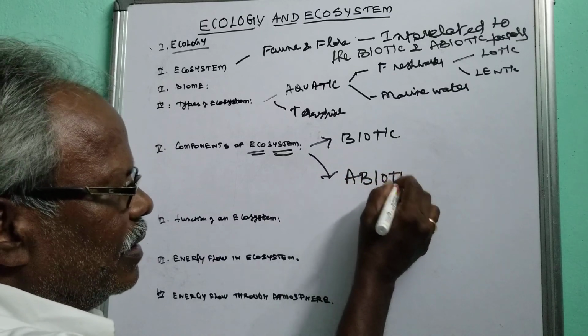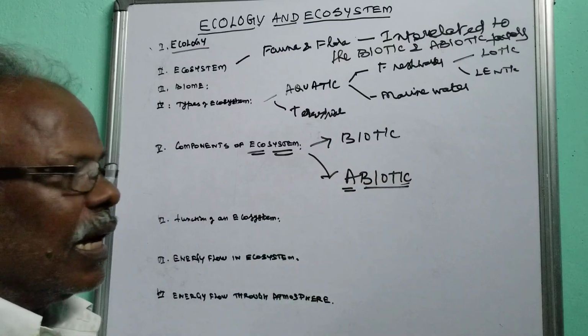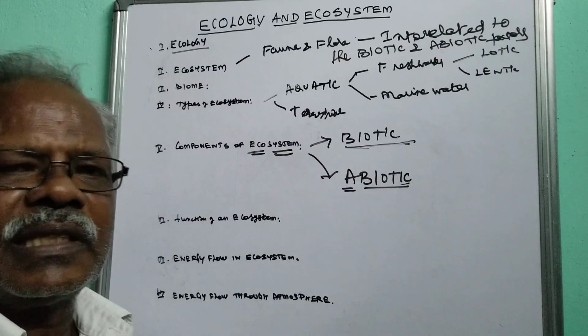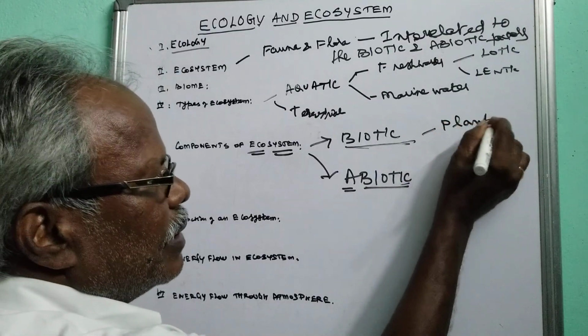Biotic means life. A means without life, and biotic means with life. What are the things found with life? That is plants and animals.